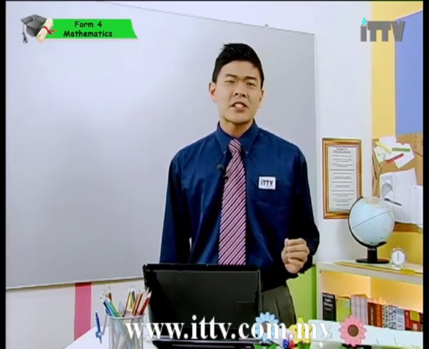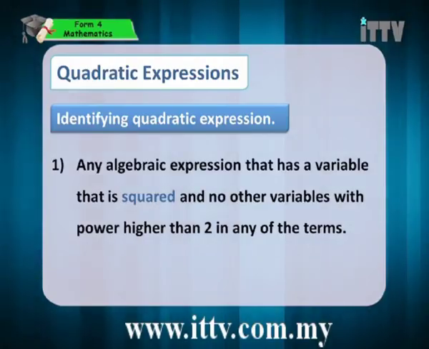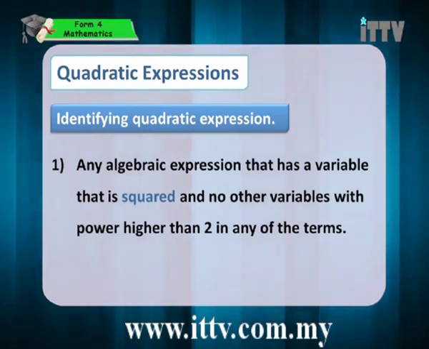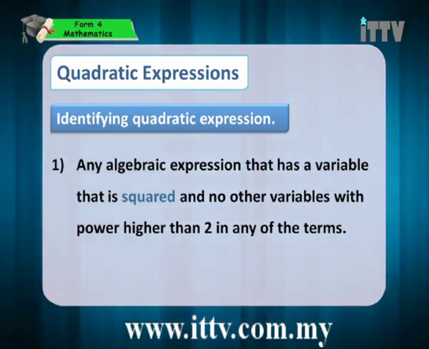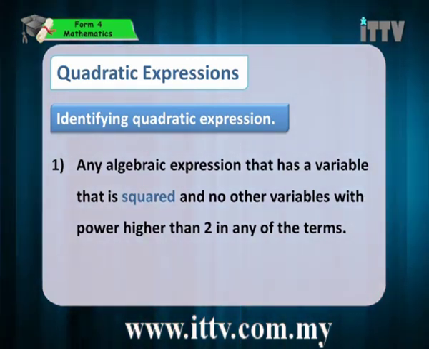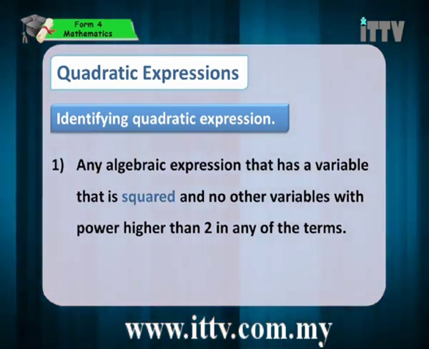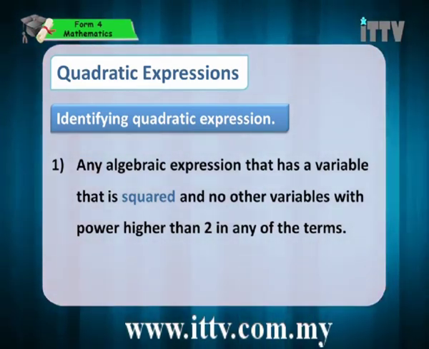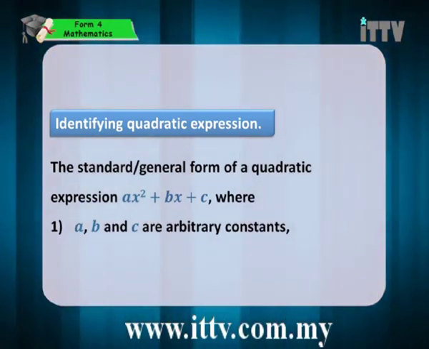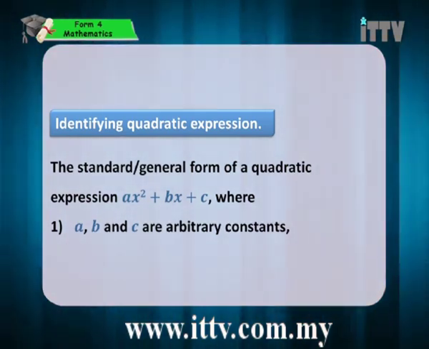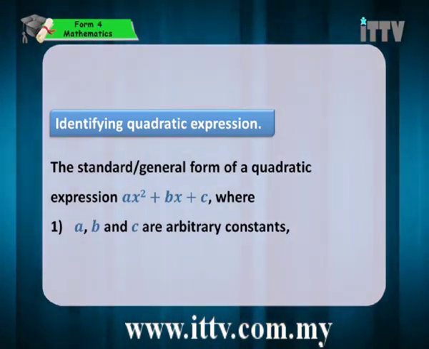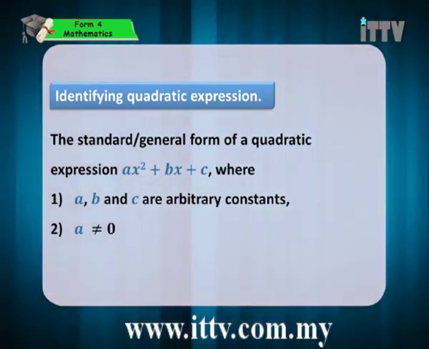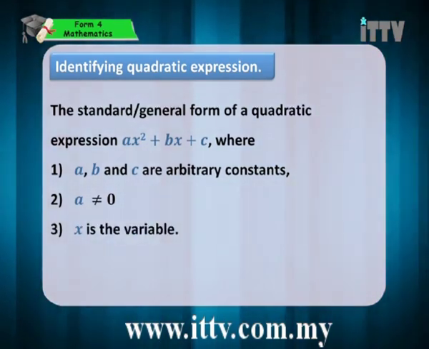Alright, now, the first part is identifying quadratic expressions. What is a quadratic expression? According to the definition, it is any algebraic expression that has a variable that is squared and no other variables with power higher than 2 in any of the terms. The standard or general form of a quadratic expression is ax squared plus bx plus c, where a, b and c are arbitrary constants, the constant a cannot be 0, and x is the variable.